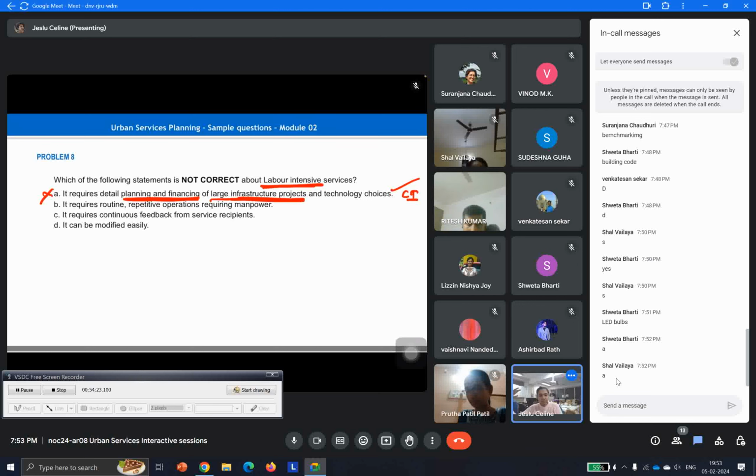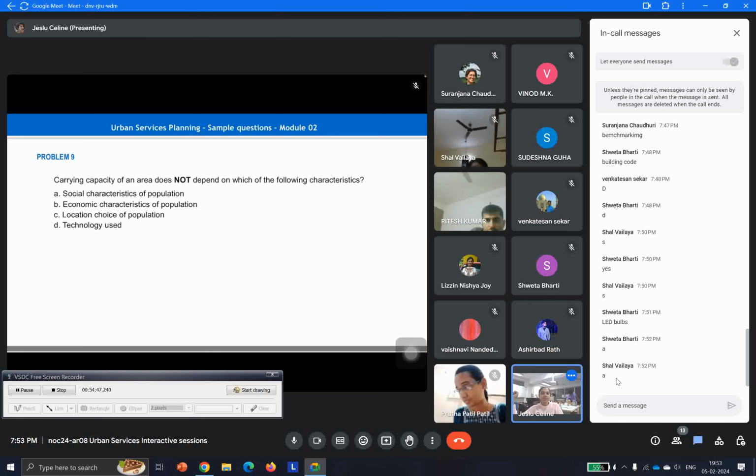The other statements, we've discussed before, but just to refresh the memory: because it's labor intensive, it's repetitive, and you require manpower for that. Based on continuous feedback we can keep altering it, which means the feedback from the recipients is very important and we modify it based on that. Okay, let's proceed on to the next question.